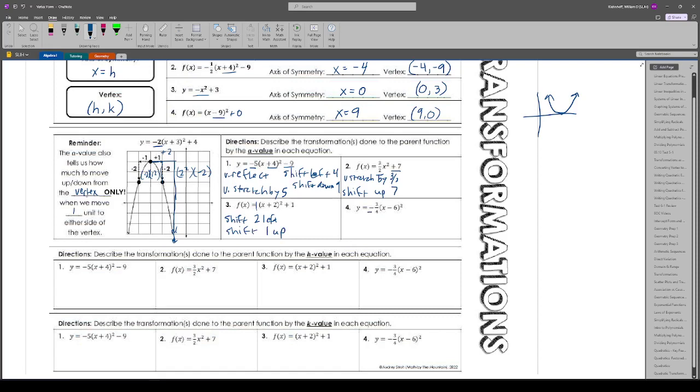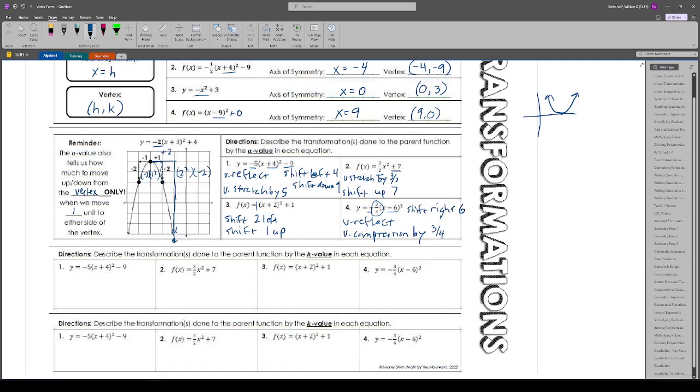On this one, we have a negative, so that's a vertical reflection. We have 3/4, that's less than 1, so we have a vertical compression by 3/4. And then we have this -6 will be a shift to the right 6 units.